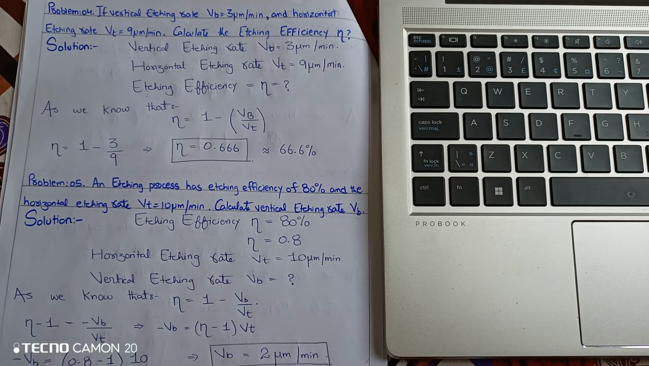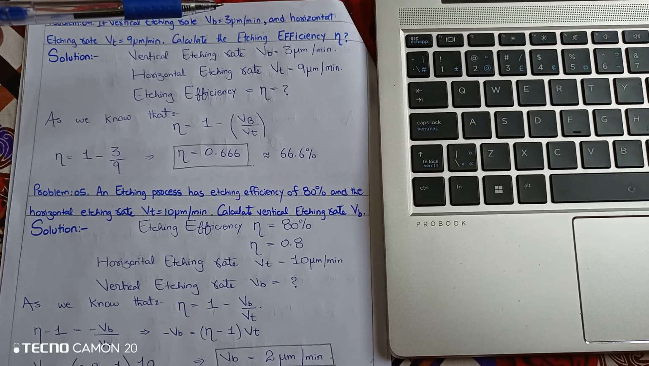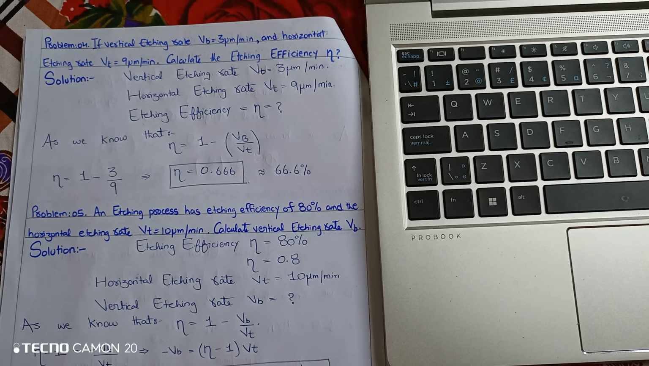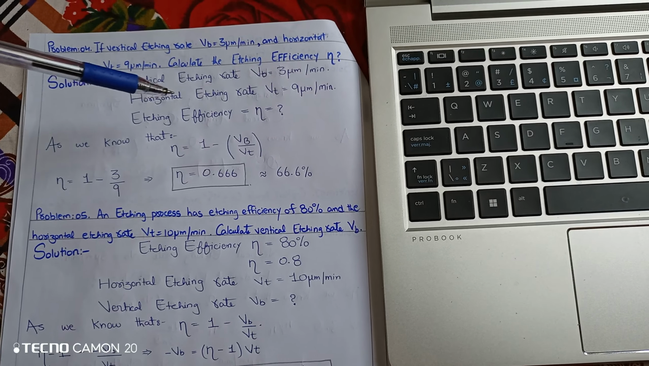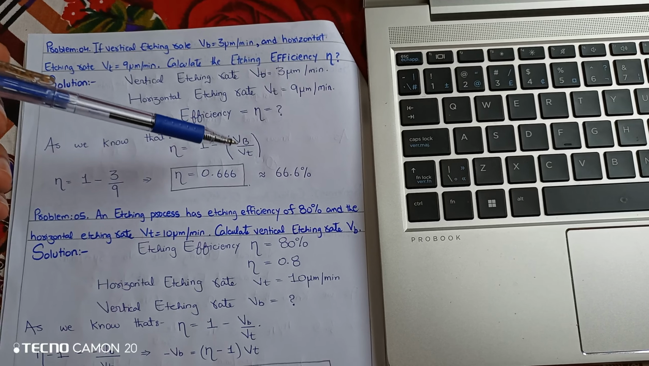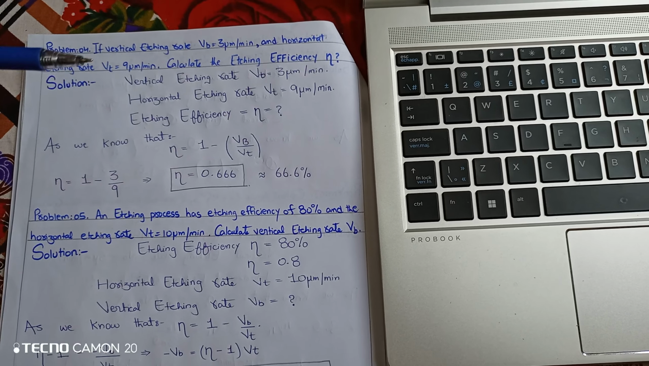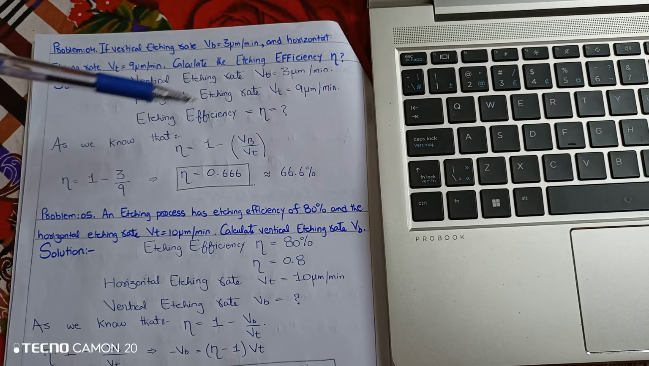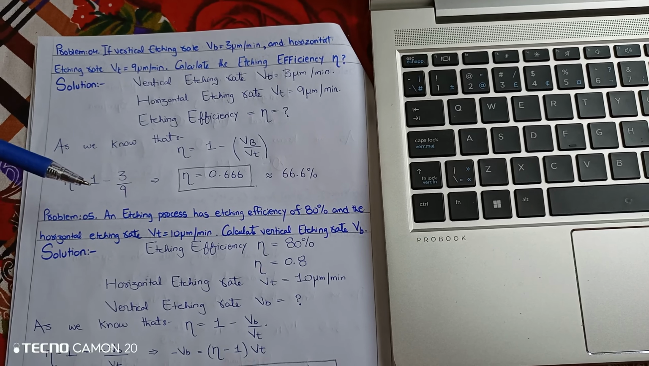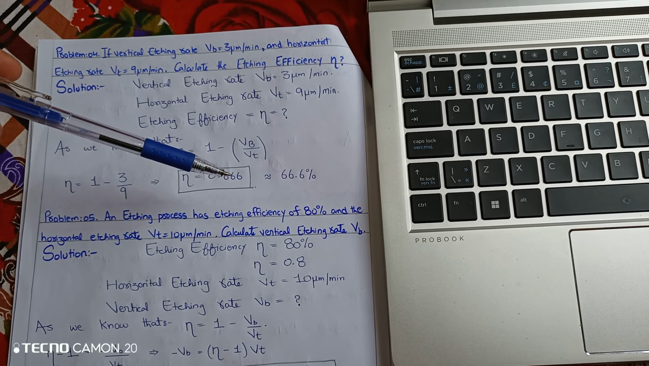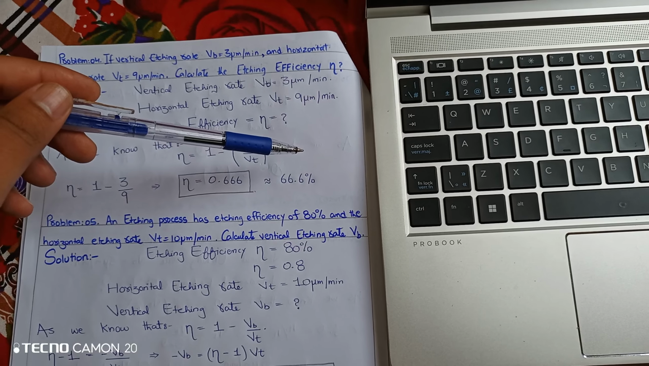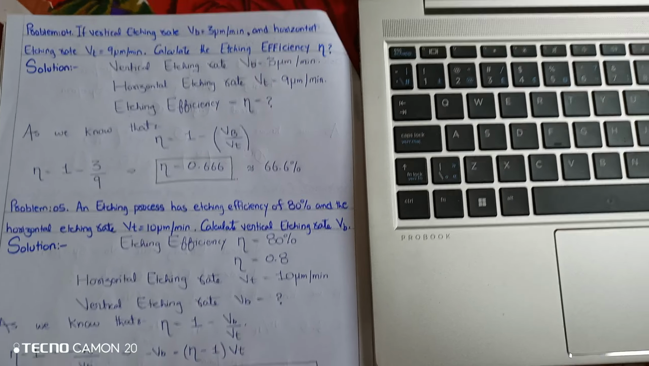Now the vertical and horizontal etching rates are both mentioned in your problem. You have to calculate the etching efficiency. How can you calculate the efficiency? You know the relation of efficiency, denoted by eta, equals 1 minus Vb by Vt. Putting the value of Vb, which is 3, and the value of Vt, the units are the same, so they cancel each other and you are left with 3 by 9. So 1 minus 3 by 9, you will get 0.666. In percentage, eta is 66.6%. Okay, so this is how you can calculate the efficiency.